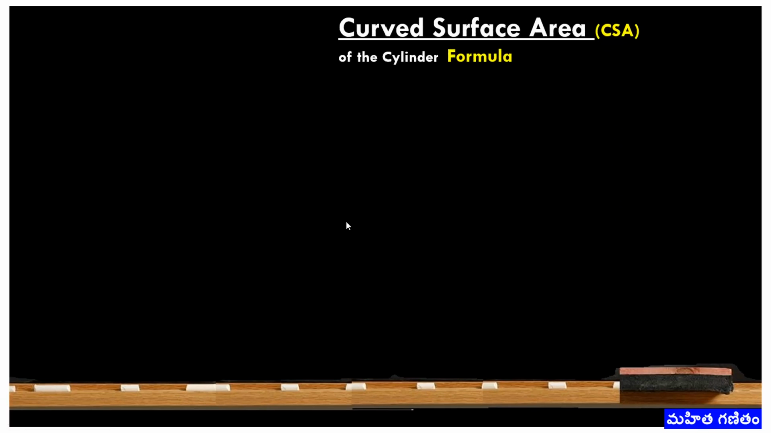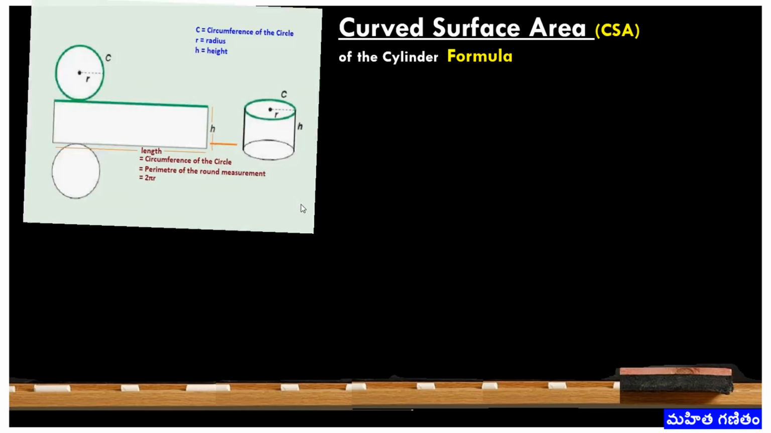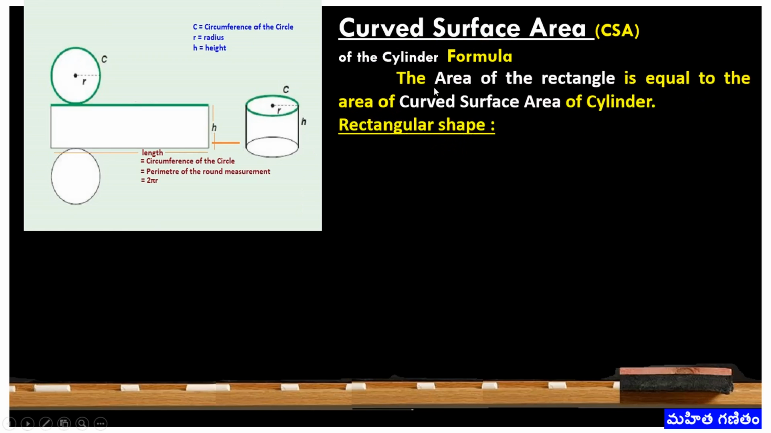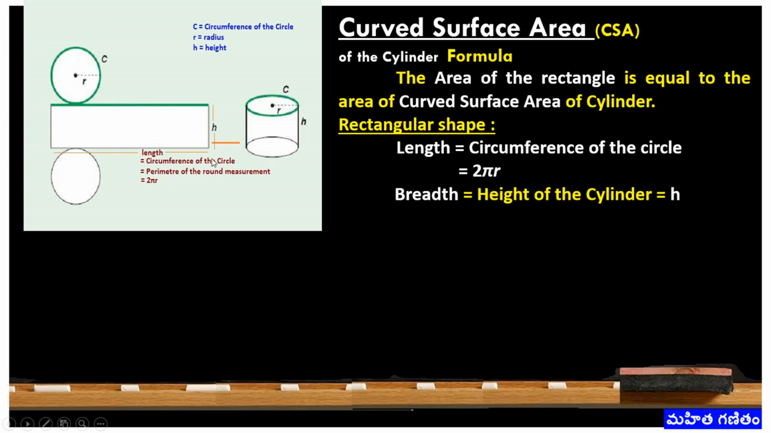Today we want to find the curved surface area of the cylinder formula. The area of this rectangle is equal to the curved surface area of the cylinder. Take this rectangular shape. What is the length? Length is the circumference of the circle, that is 2 pi r. What is the breadth? Breadth is the height of the cylinder, h.